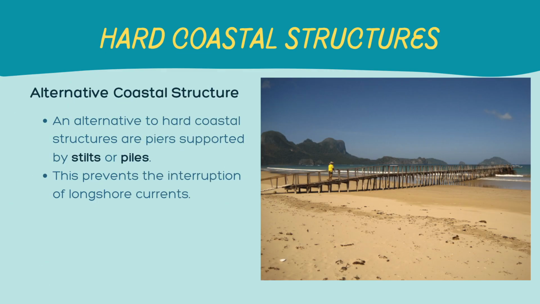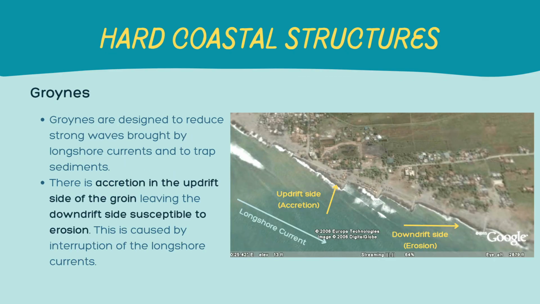In order to prevent this, alternatives to hard coastal structures must be explored. An alternative to such design would be a pier supported by stilts or piles which prevent the interruption of longshore currents. Groins are another hard coastal structure that causes coastal erosion. Groins are designed to reduce strong waves brought by longshore currents and to trap sediments. There is accretion in the updrift side of the groin, leaving the downdrift side susceptible to erosion.